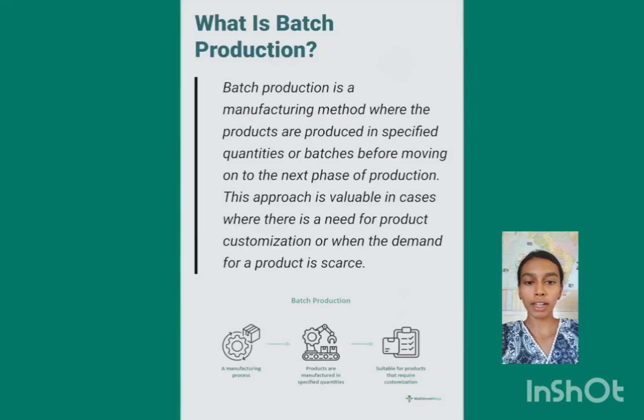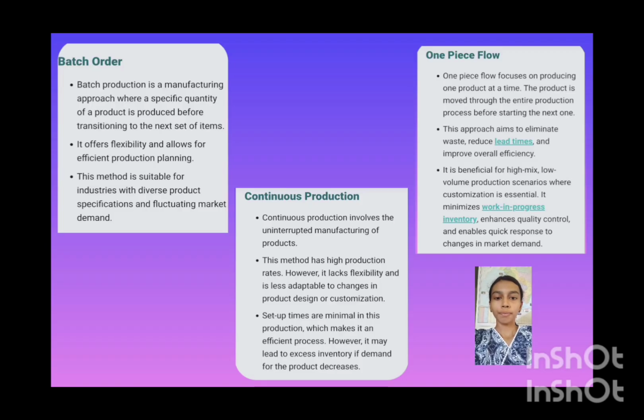What is batch production? Batch production is a manufacturing method where products are produced in specific quantities or batches before moving on to the next phase of production. This approach is valuable in cases where there is a need for product customization or when the demand for the product is scarce.